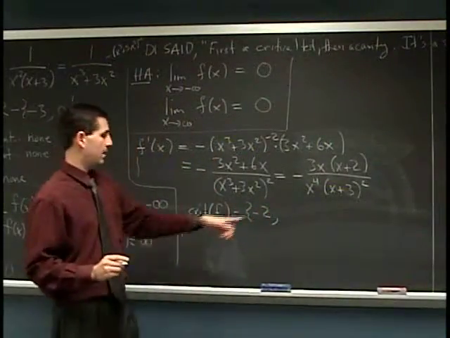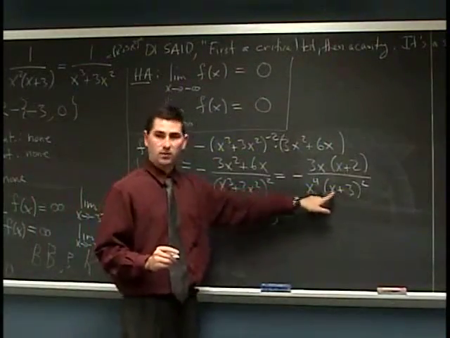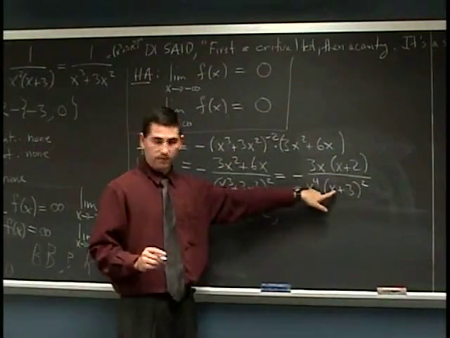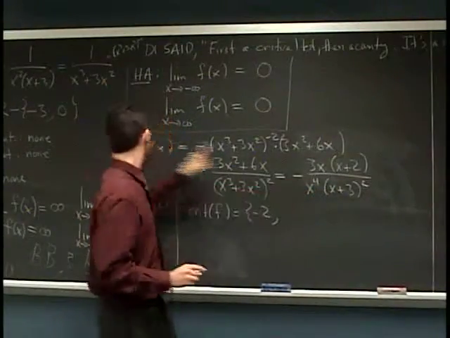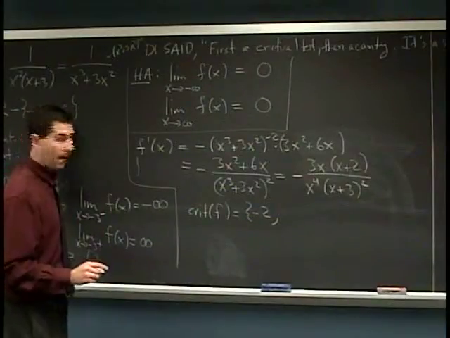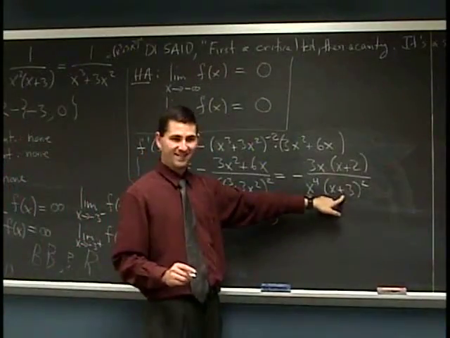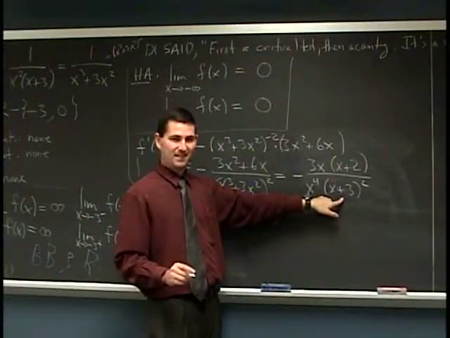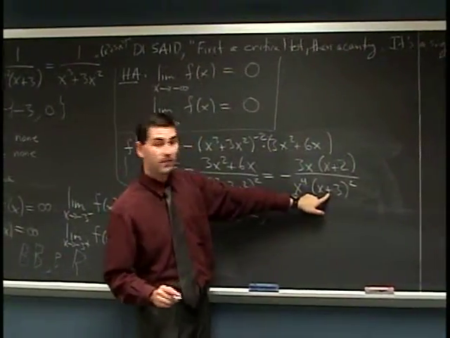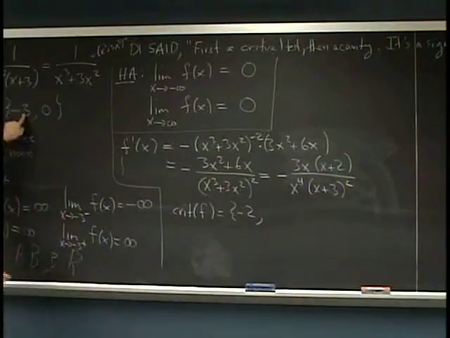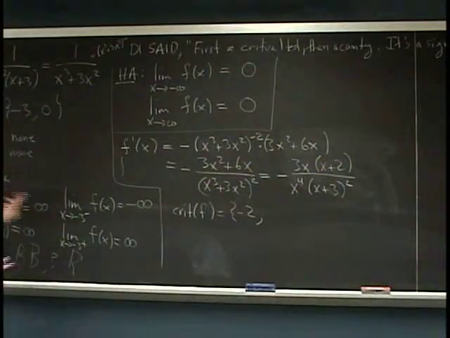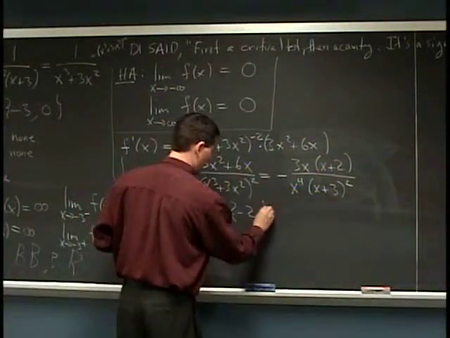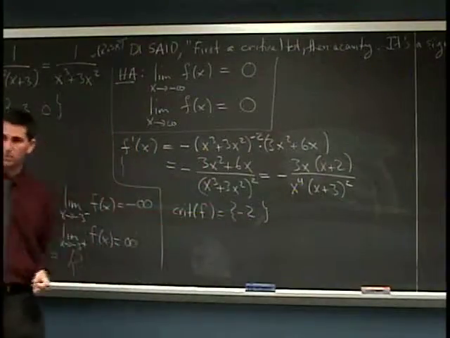Now on the bottom, you can check and see where the derivative isn't defined. It's not defined at 0, but that was already thrown out. It's not defined at minus 3, but that was also thrown out. So that's it. These are all the critical numbers. That's the only place you can have a local max or a local min.